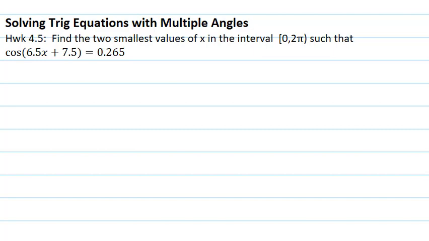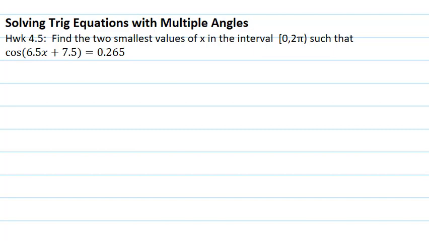a specific problem from our homework in pre-calculus in MyOpenMath or in the Online Homework Manager that asks us to solve an equation and find the two smallest values of x in the interval 0 to 2 pi, which is a requirement for a positive x, such that the cosine of the quantity 6.5x plus 7.5 equals 0.265.